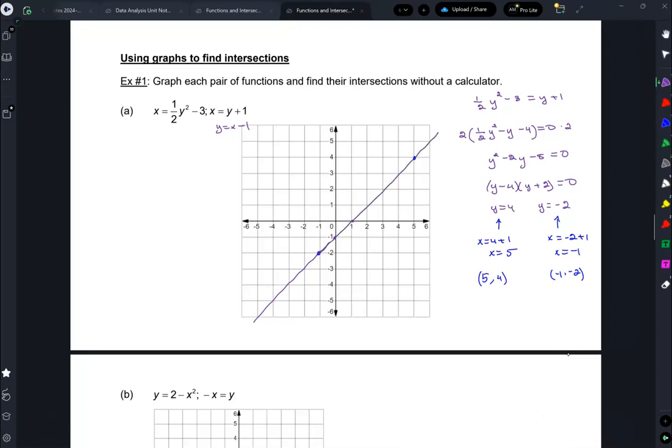Okay? Now, this one, I also want to solve for y. So half y squared is equal to x plus 3. y squared is 2x plus 6. So y is plus or minus the square root of 2x plus 6. Are we okay with this so far? Okay. Now, we're going to graph this, 2 square roots.